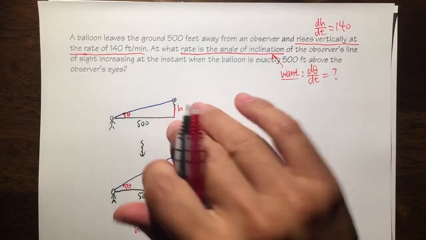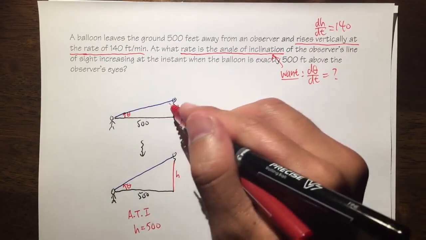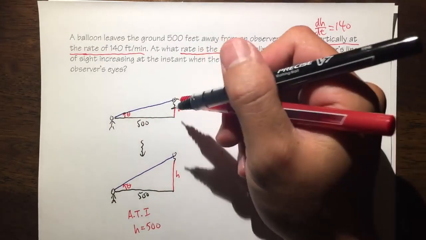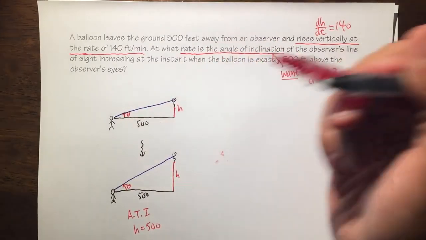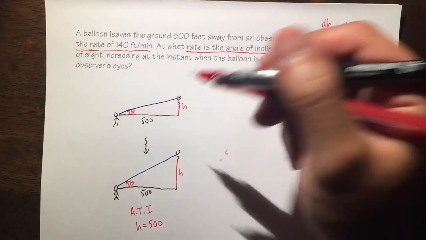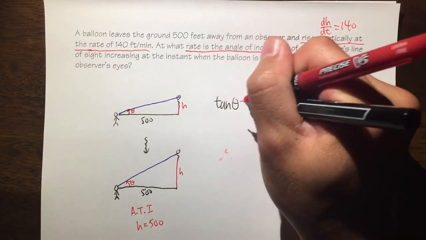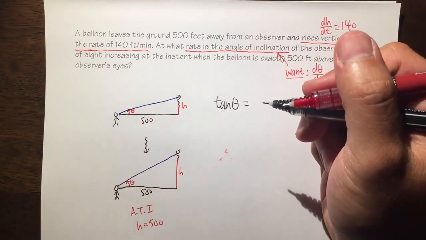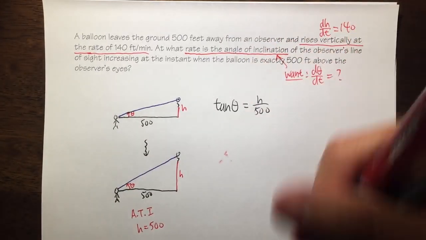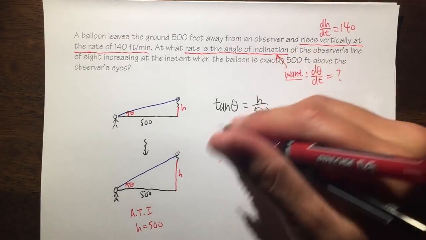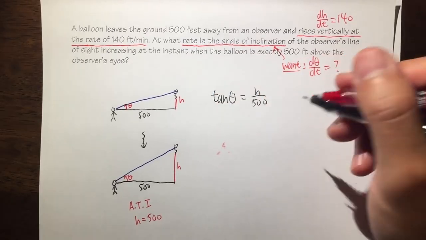Now let's look back to this picture. We have a right triangle, but this time I don't really care about the third side, the hypotenuse, because we care about the opposite side, the adjacent side, and the angle right here. Opposite and adjacent, let's use tangent. From here, let me write down tangent theta is equal to h over 500. And that's pretty much it. We just have to remember theta and h are both functions of time. And right here, you can go ahead and differentiate this with respect to time.